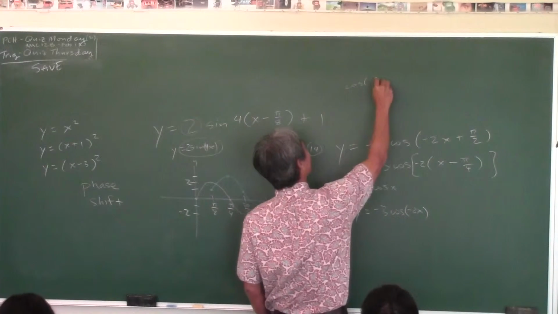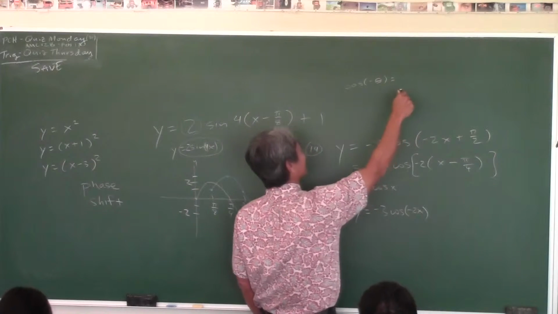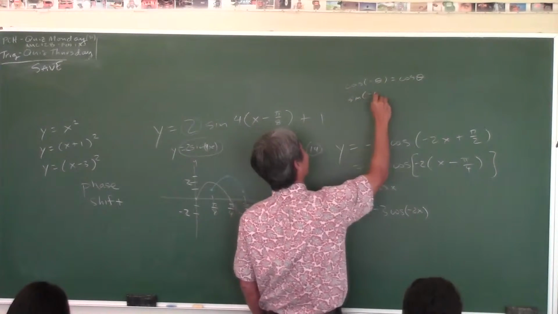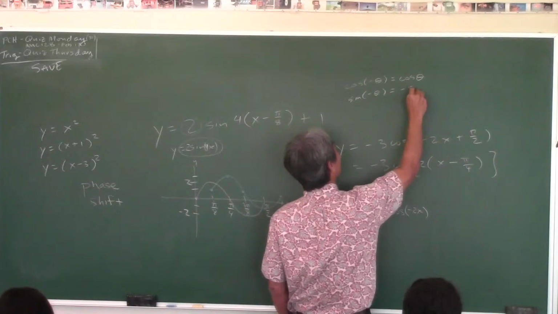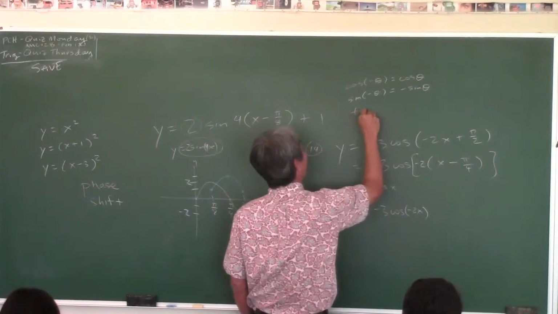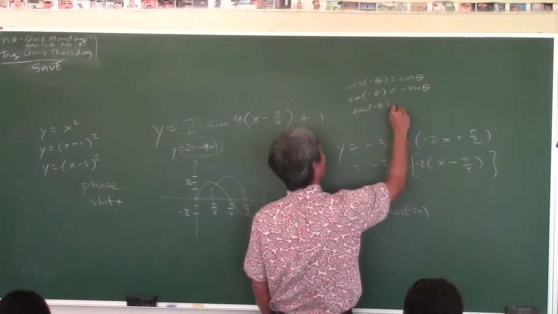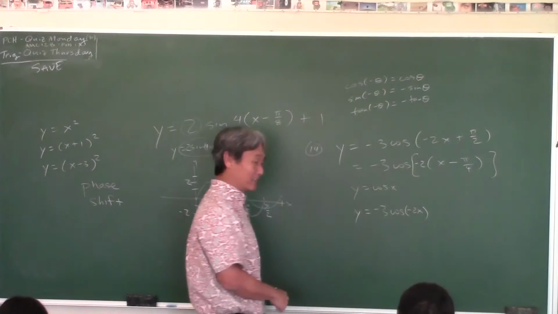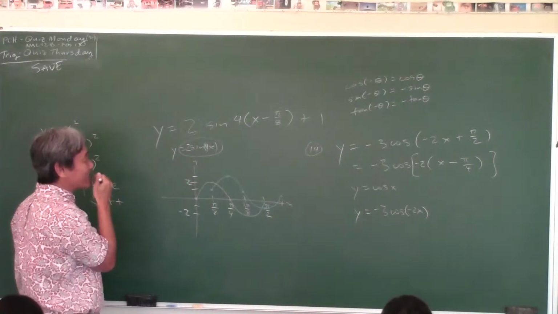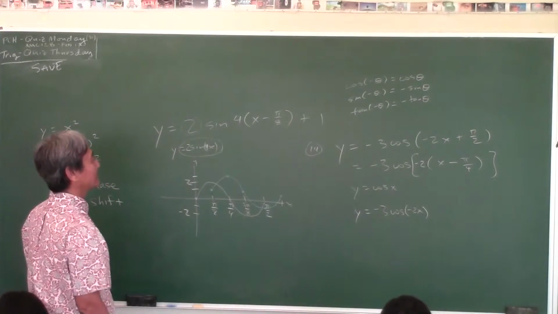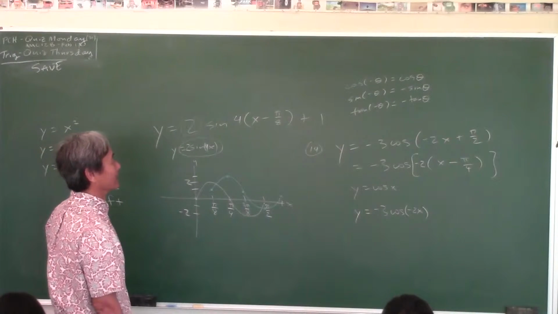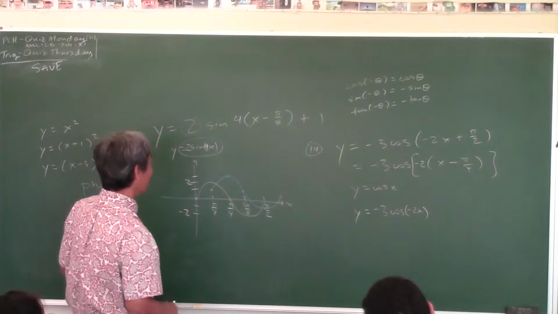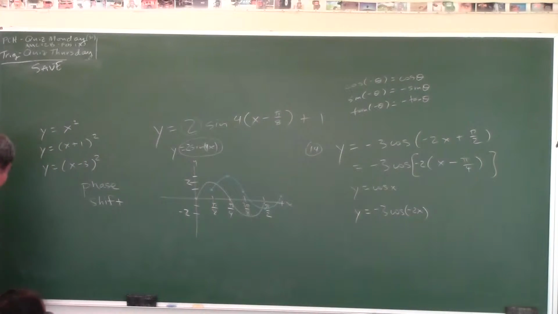What is cosine of negative theta? It's on your identity sheet. It's cosine theta. And then let's review. What is sine of negative theta? Negative sine theta. What is tangent of negative theta? Negative tangent theta. Have we forgotten? And what kind of identities did we call that again? These are called the odd-even identities, or the even-odd identities.